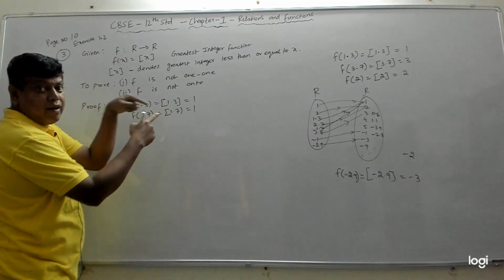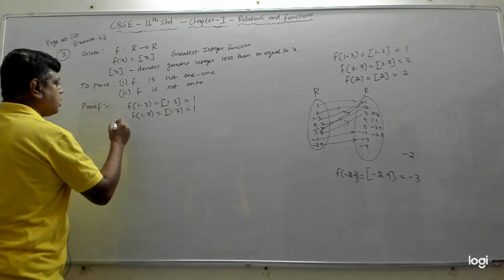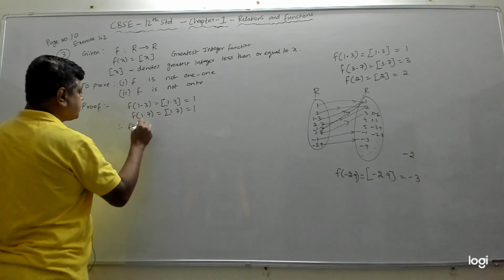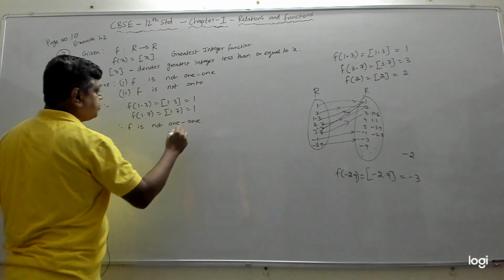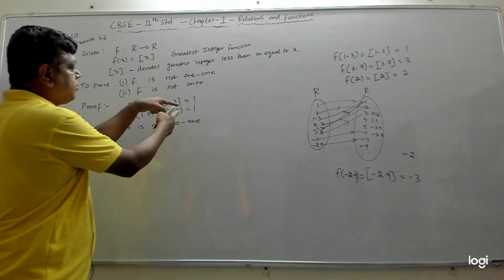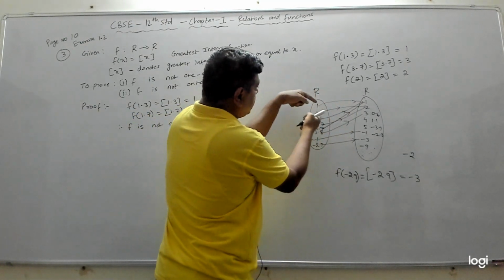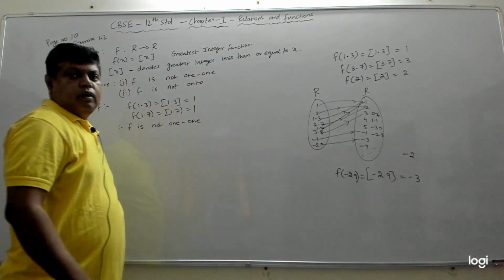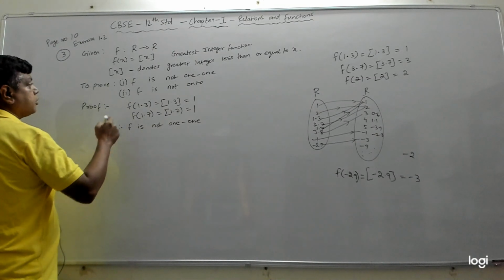Two different elements have the same image. When two different elements have the same image, then it is not 1 to 1. So therefore, we'll say f is not 1 to 1, because two numbers have the same image, 1.3 and 1.7, both go to 1. Even 1 also goes to 1. Right?